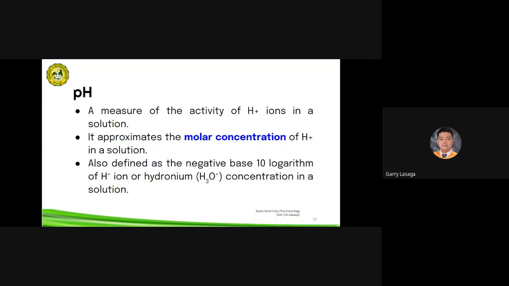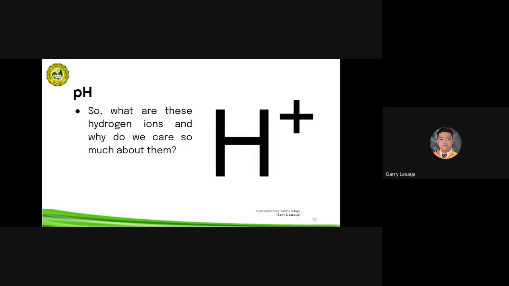So this is because the concentration of the hydrogen ions in the solution is very small. Napakaliit lang yan, kaya negative base 10 logarithm yung ginamit. So in pH, we are usually focusing on the hydrogen ion.